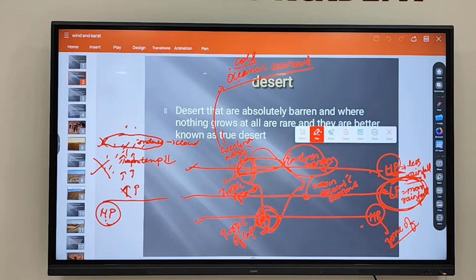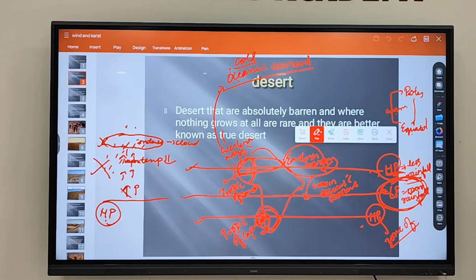Now, what is cold oceanic current and warm oceanic current? Whenever the current moves from the poles to the equator, it is called a cold oceanic current, because it is going to bring cold water from the poles towards the equator. Whenever the current will move from the equator towards the pole, it is going to be called a warm oceanic current, because the equator receives more sunlight. Whenever from poles to equator the current moves, it is a cold oceanic current.